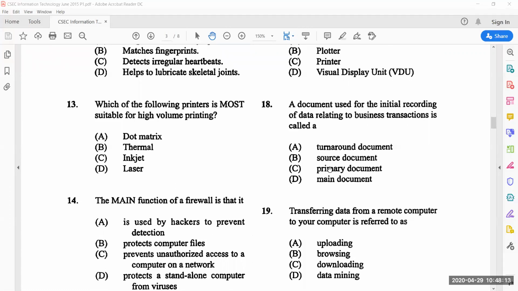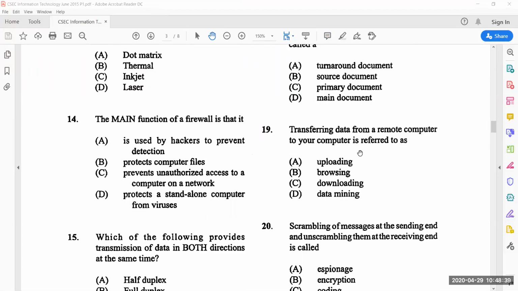Number 18, a document used for the initial recording of data relating to a business transaction is called, yes, the source document. So remember, the source document is the initial document or the first document that is used to record data. Number 19, transferring data from a remote computer to your computer is referred to as downloading.